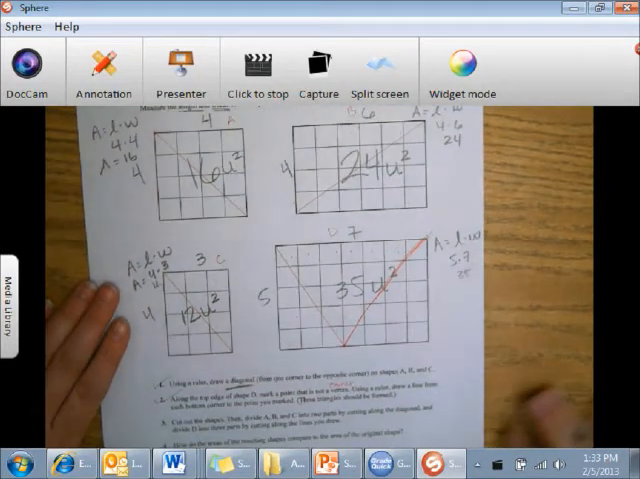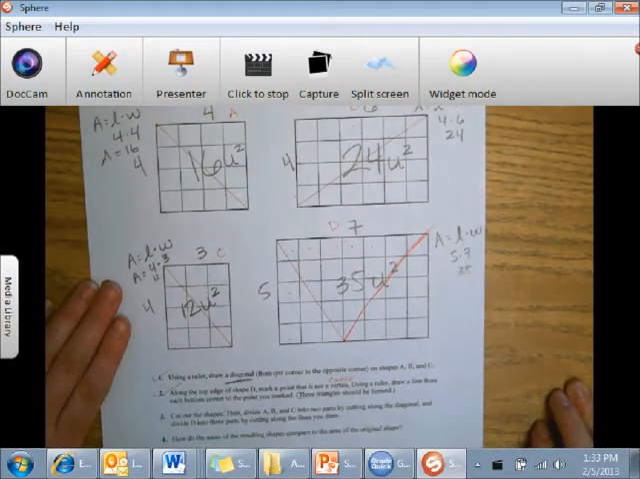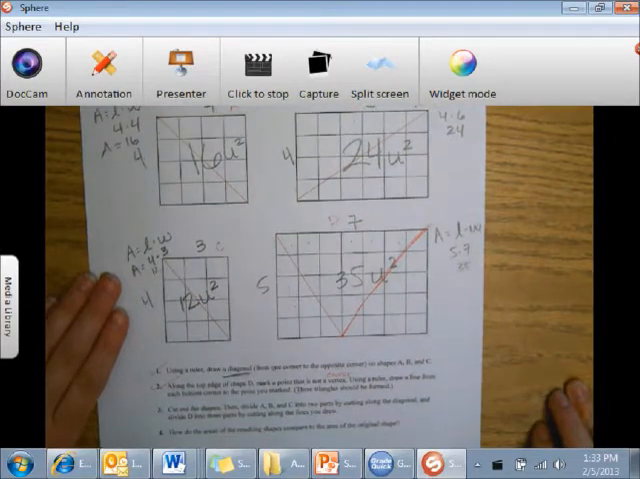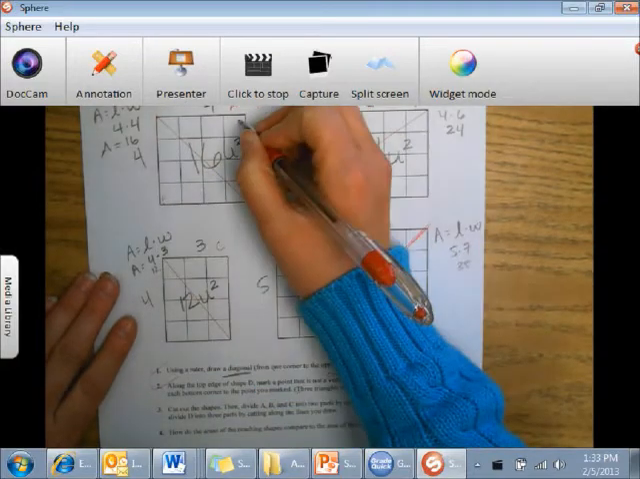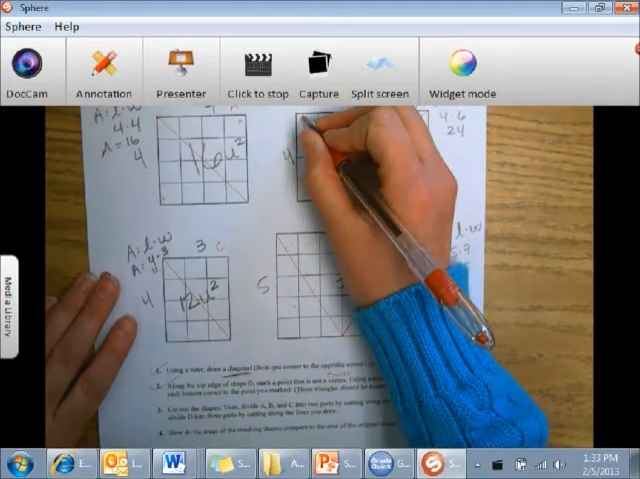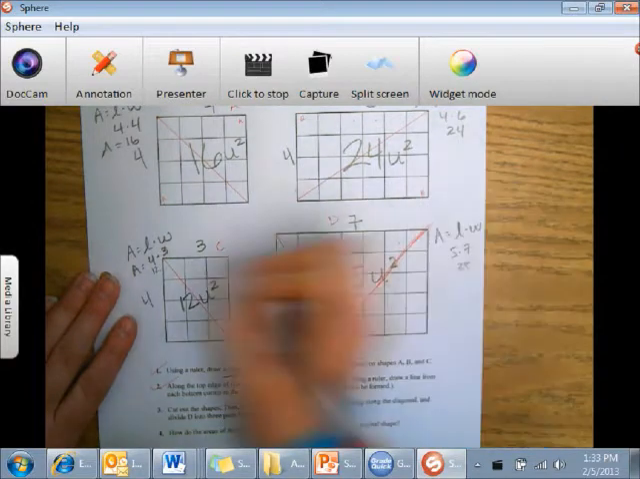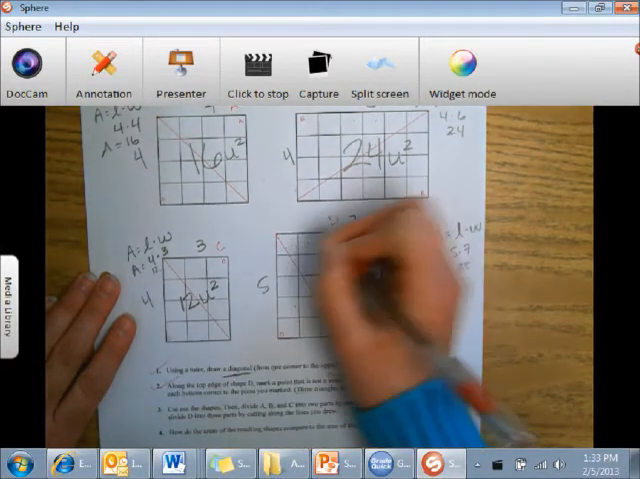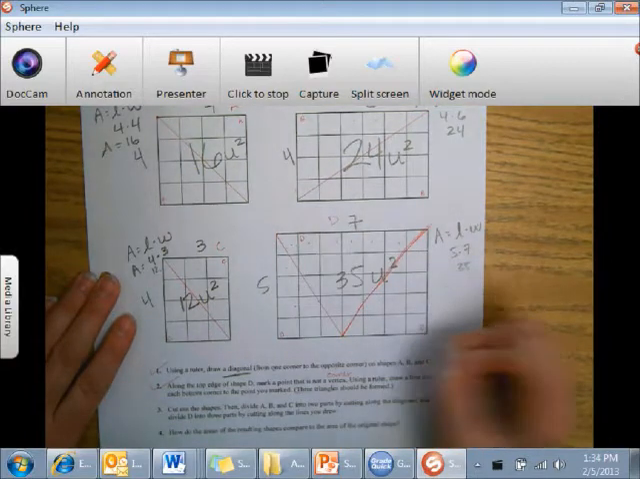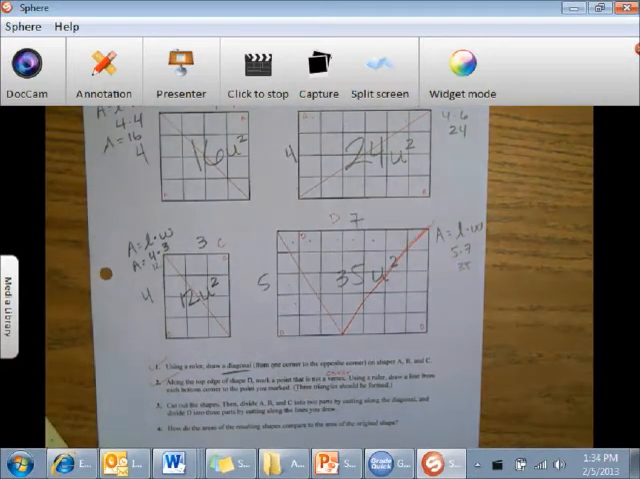Okay. Next it says we have to cut out the shapes. So I'm going to write my figures, what they are, in these little things so that when we cut them out, we still know what we're dealing with. Okay. So, get your scissors.